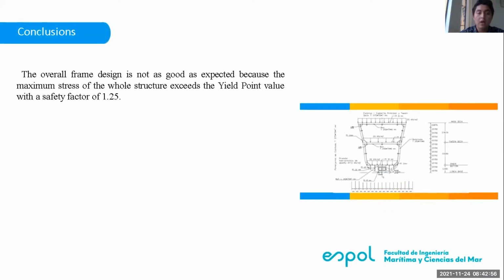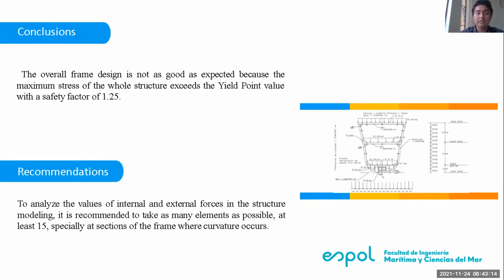For the conclusions, after analyzing the whole structure of the frame with all the elements of discretization, the design is not good, because the stress exceeds the yield point with a safety factor of 1.55 following the DNV rules. One recommendation for this is increasing the inertia of the elements and the sectional area to avoid this behavior, and to increase the approximation, we have to choose more elements in the structure.